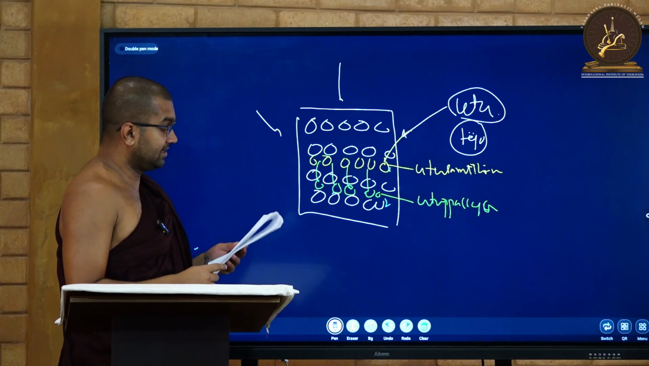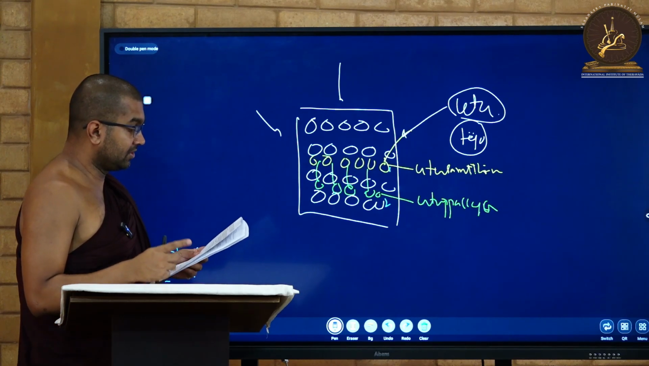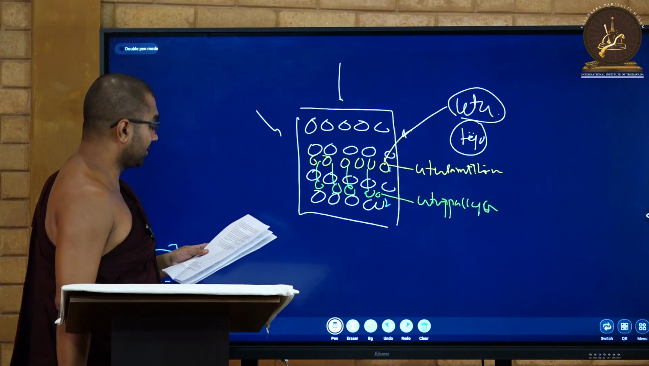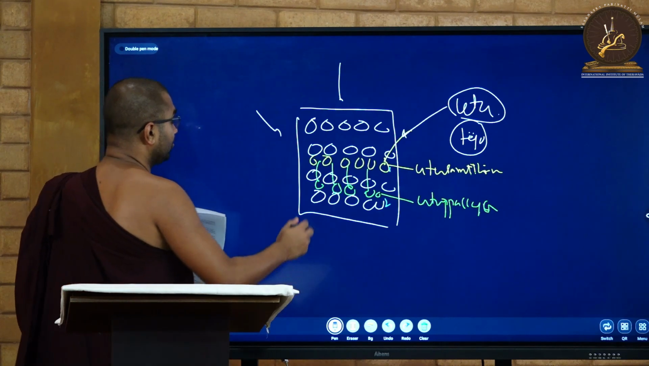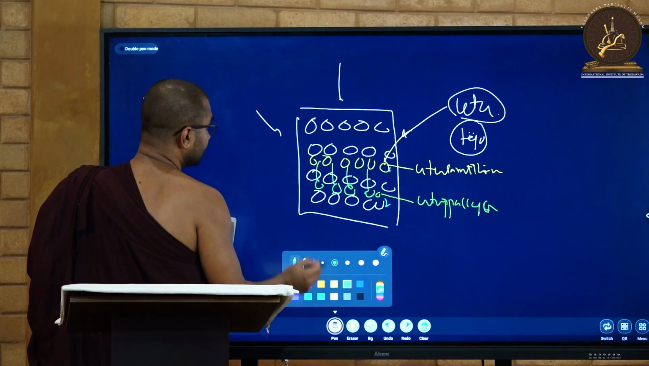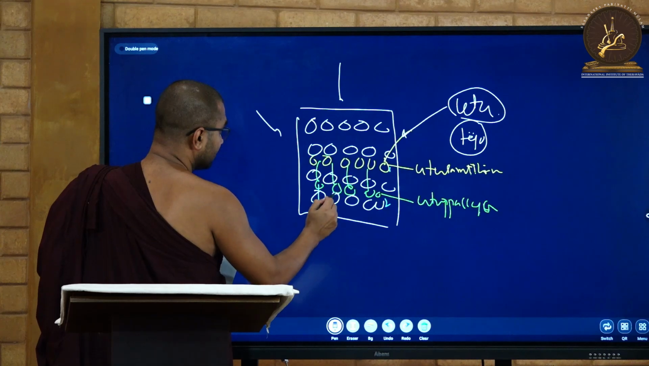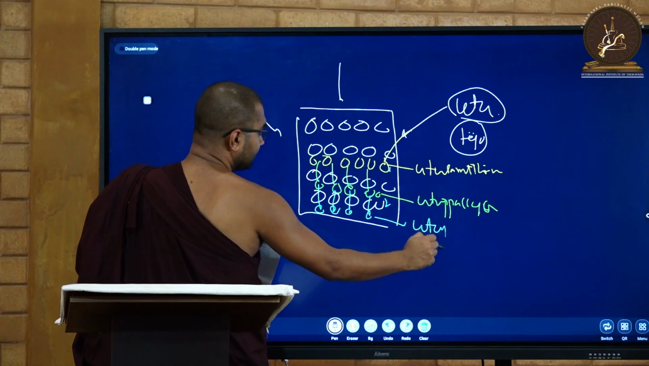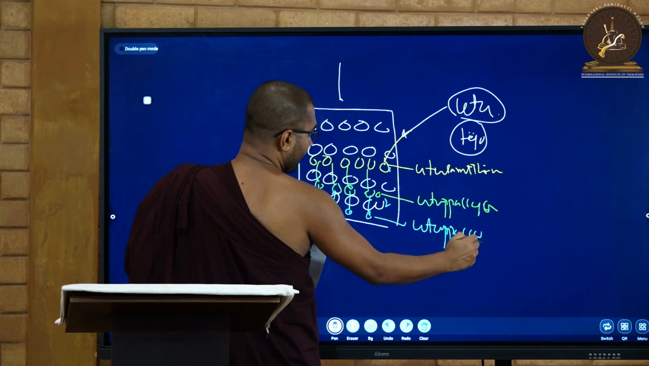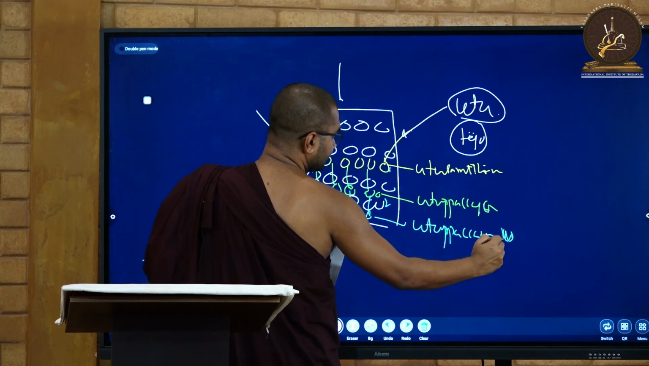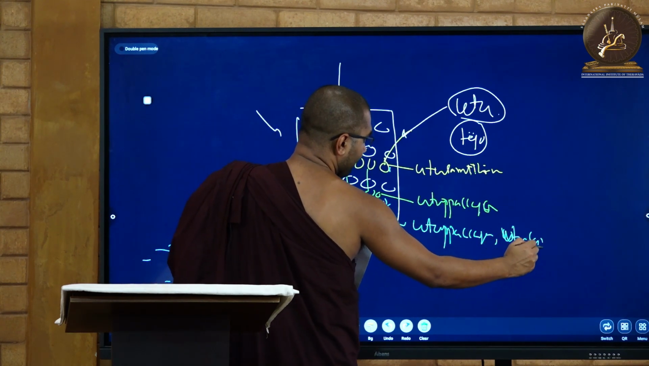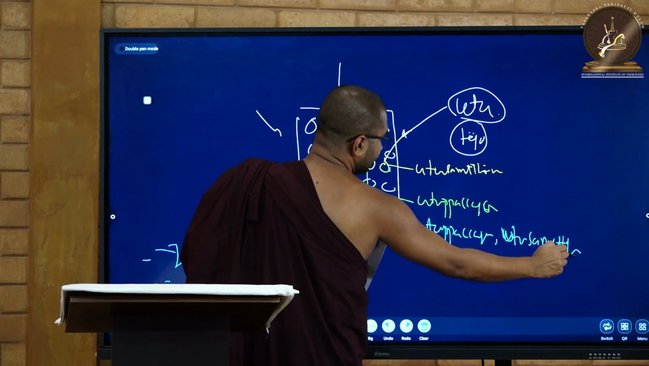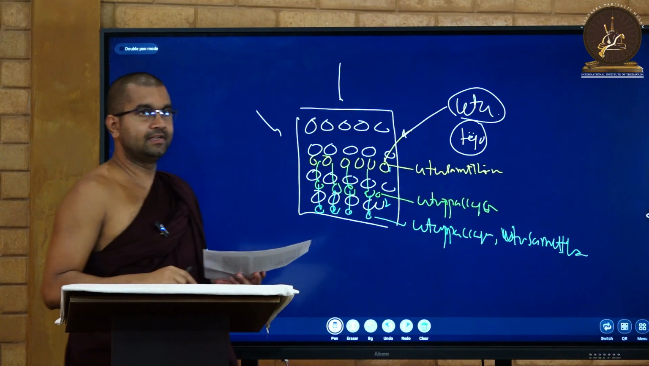Then further, the rupas that arise due to the fire element in these utupacchaya kalapas are termed as utupacchaya utu samuttana. Now these utuja rupas also produce new kalapa. They are called utupacchaya utu samuttana. It's a different terminology, different from what we discussed previously.